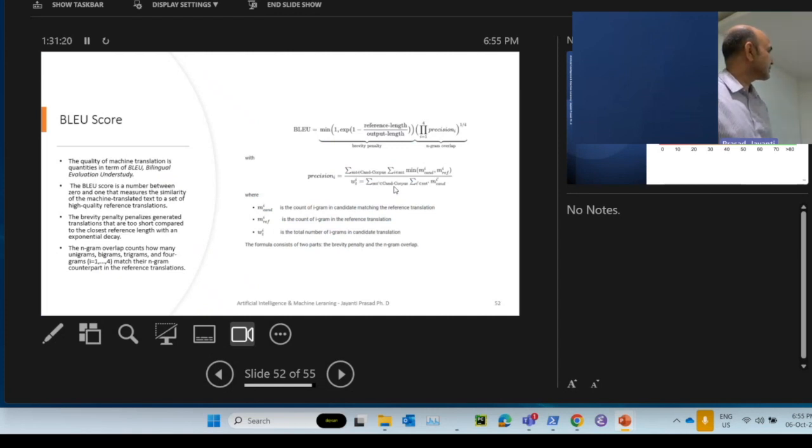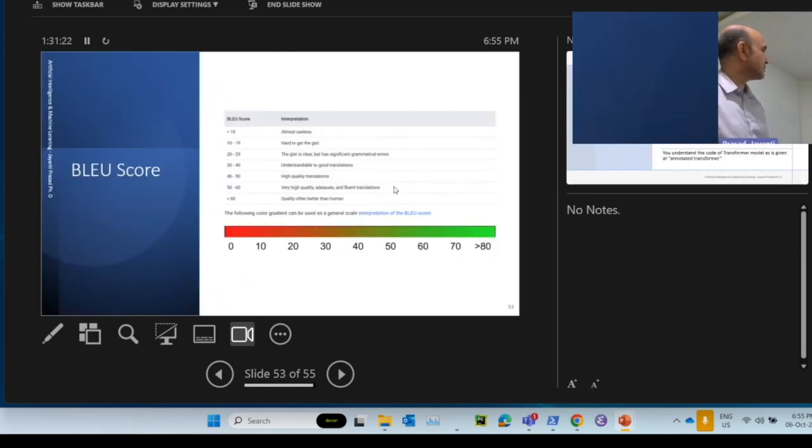And the BLEU score, I shared this thing. The BLEU score is between 0 and 1, but people have normalized it between 0 and 100. Even a human being can't have more than 60. They also get less than that. But most models are getting in the range of 30 to 40.